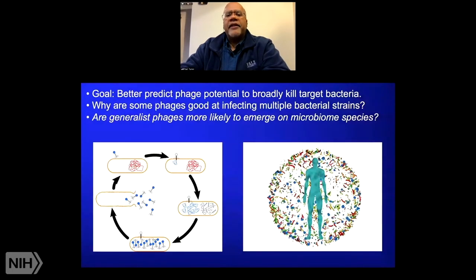But now I'm going to try and relate this to what I've talked about for phage therapy. One goal is that we want to better predict which phage have the potential to broadly kill the target bacteria. And we would like to know, why are some phages good at infecting multiple bacterial strains? These make them good candidates. However, there's something that we don't want to happen. We don't want these generalist phages to easily emerge or grow on commensal strains of the microbiome. We would be then recreating problems that are associated with broad spectrum antibiotics, things that devastate the microbiome, and then you have to be concerned about these off-target effects. So I would say that hand in hand, some of these questions can go together.